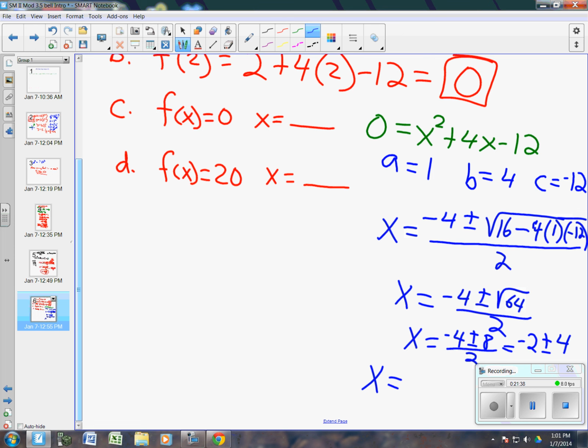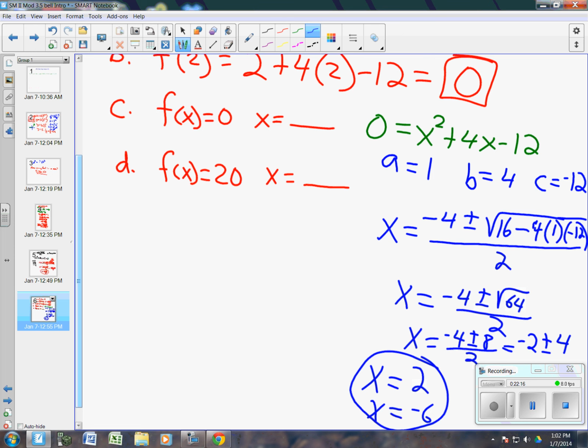Look, what's negative 2 plus 4, you guys? 2. That's one my answer. What's my other answer? Negative 2 minus 4. What's negative 2 minus 4? Negative 6. Those are my 2 solutions right there. Negative 2 plus 4 is 2. Negative 2 minus 4 is negative 6. Okay, do we understand what we just did right there? Did you understand how we got negative 2 plus 4 is 2 and negative 2 minus 4 is negative 6 to get those 2 answers at the end?